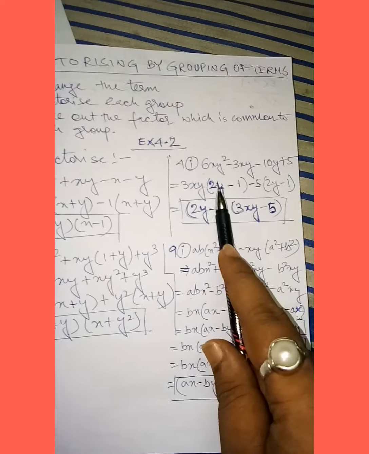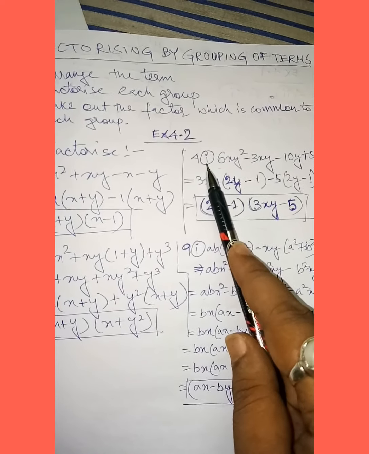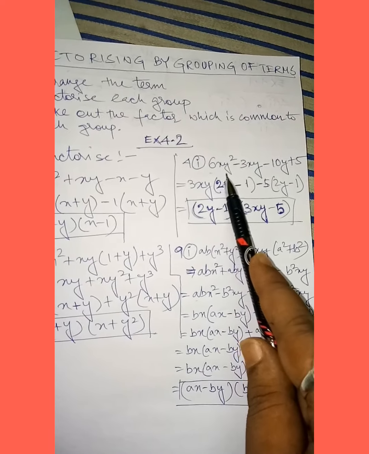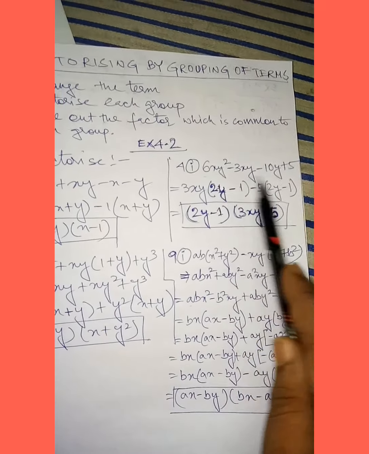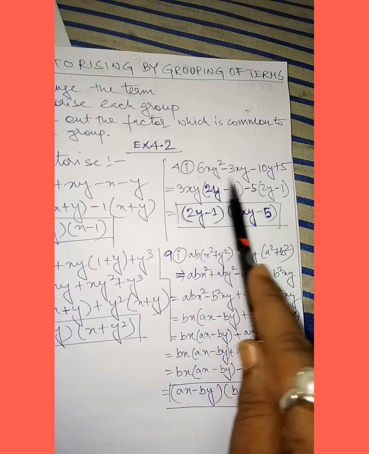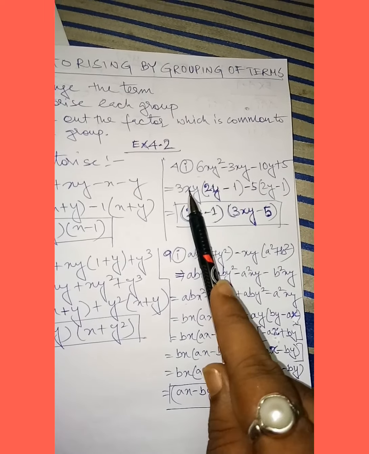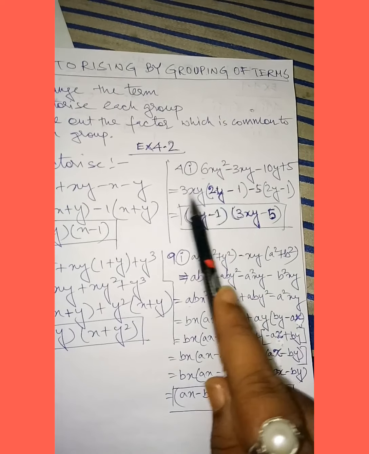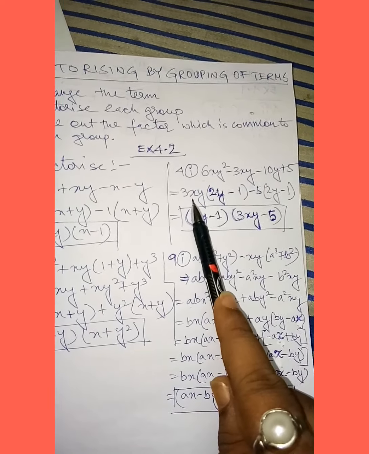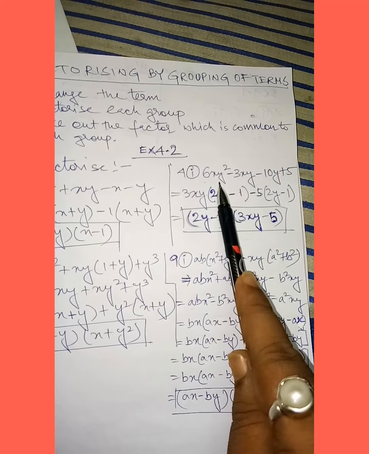One more question I have done. This one also, see: 6x square minus 3xy minus 10y plus 5. Same thing. In these 4 terms I will take pairs. From this pair I will take the common. What is the common here? 3x. What is the remaining? 2x minus y. See, 3 into 2 is 6, x is there, x into x is x square.